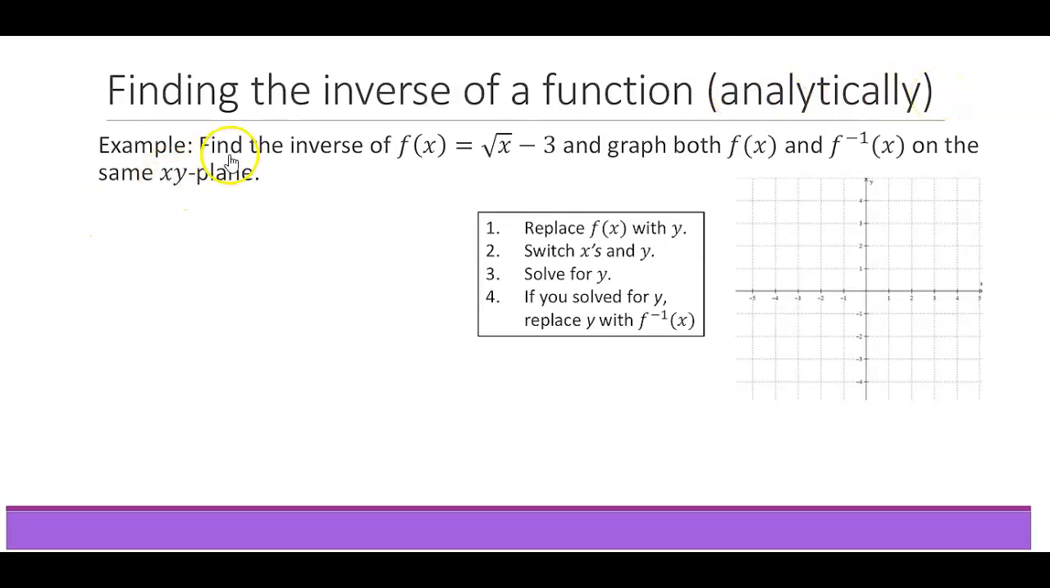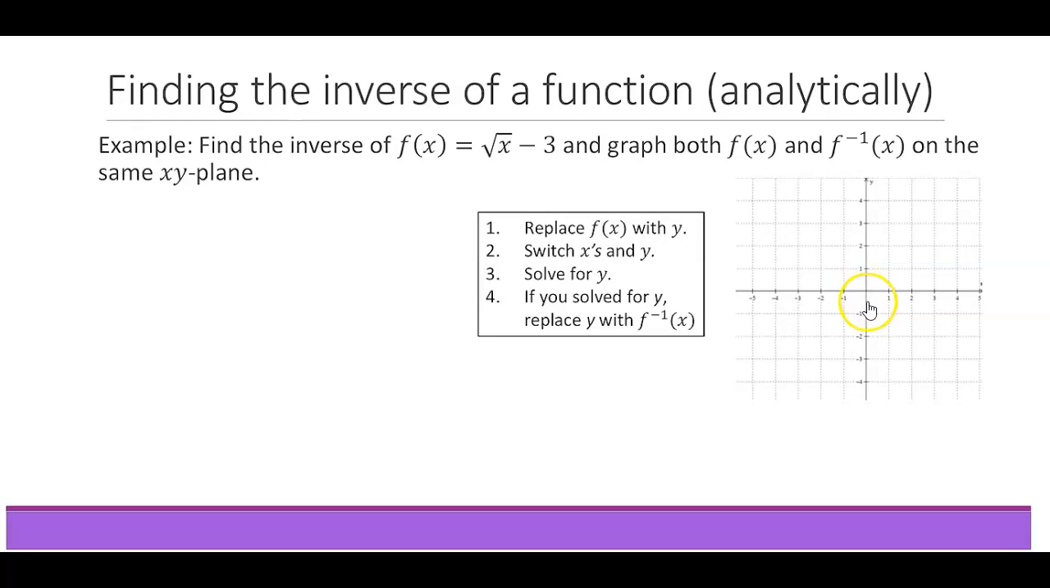In this example, we're asked to find the inverse of f of x equals the square root of x minus 3 and graph both f of x and f inverse of x on the same xy plane. Well, I'm actually going to start with first graphing f of x so that we can guarantee that we have a 1 to 1 function. So f of x is the square root of x graph shifted down 3 units. So this minus 3 is going to take us down 3 units.